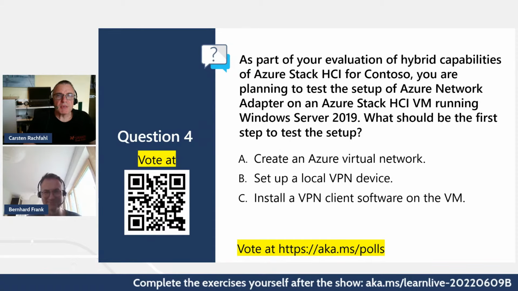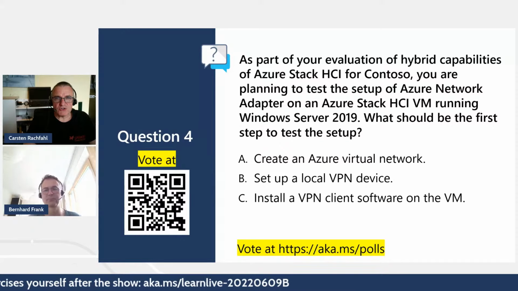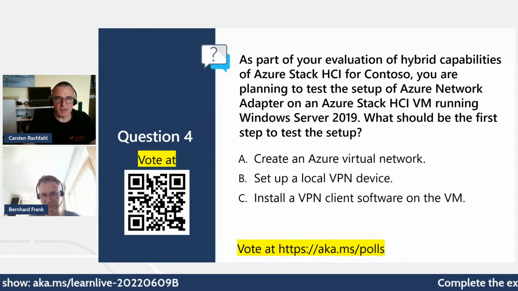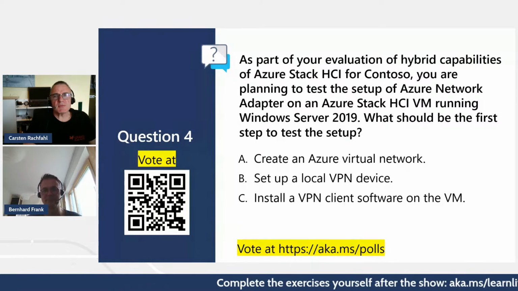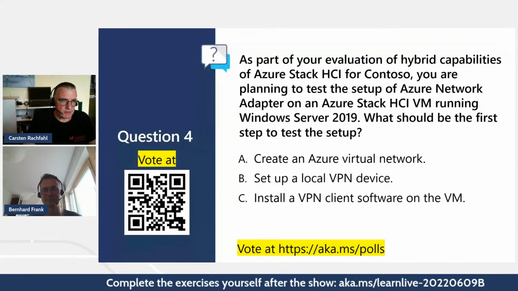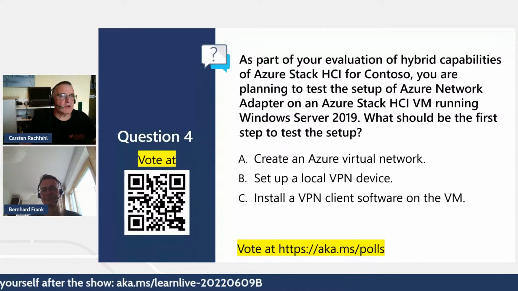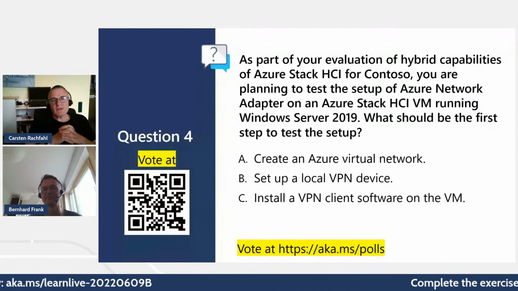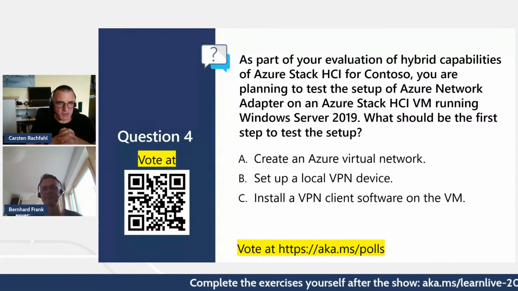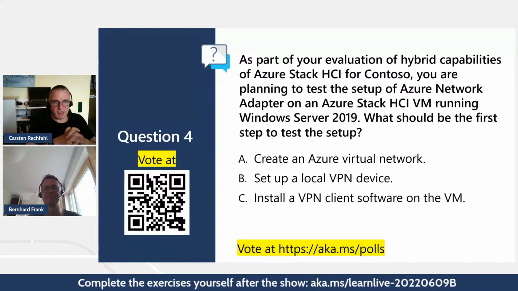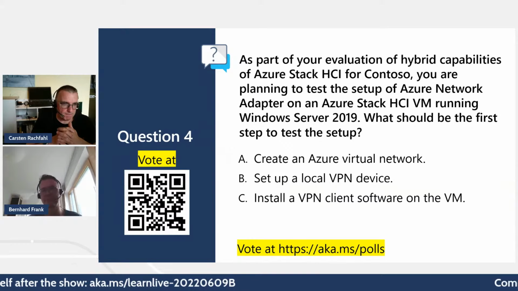As part of your evaluation of hybrid capabilities of Azure Stack HCI for Contoso, you are planning to test the setup of Azure Network Adapter on an Azure Stack HCI VM running Windows Server 2019. What should be the first step to test the setup? So we haven't tested the Azure Network Adapter yet, it's the first thing we do. Should we A, create an Azure virtual network as a first step? B, set up a local VPN device? Or C, install VPN client software on the VM?